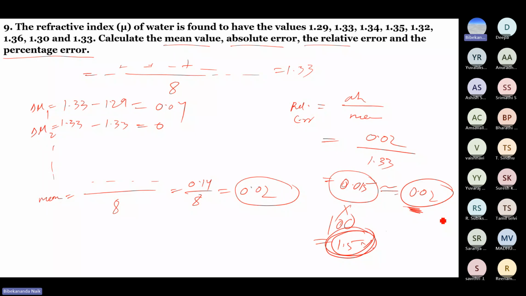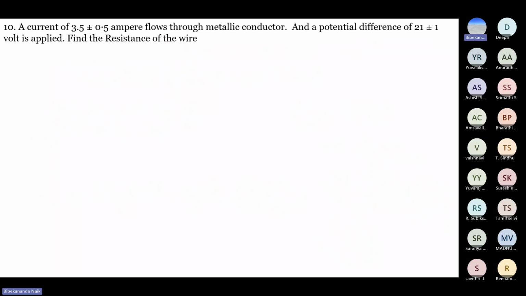Okay. Then next question. The question says a current of 3.5 plus minus 0.5 ampere flows through a metallic conductor and a potential difference of 21 plus minus 1 volt is applied. Find the resistance of the wire. A very similar type of problem we have solved today. You just need to do the calculations. You all know how to solve it. So can you solve it quickly and tell me what will be the resistance of the wire? Yes, anyone?